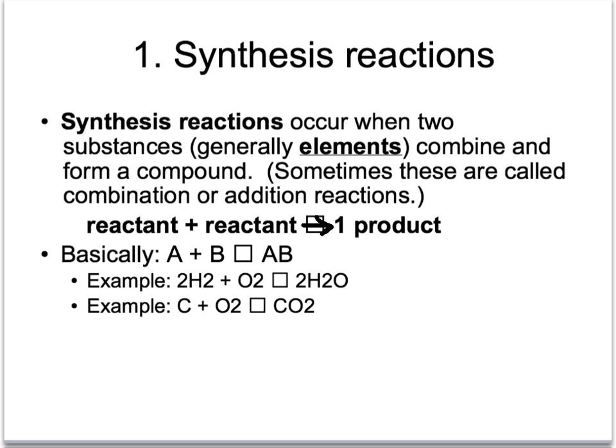The arrows didn't transfer over, so I'm going to draw them in for you. So basically you're going to have A plus B and it's going to yield AB. An example of that would be if you had hydrogen gas and oxygen gas and it yields H2O, water. Or if you took carbon and you combined it with oxygen gas and it yielded carbon dioxide.